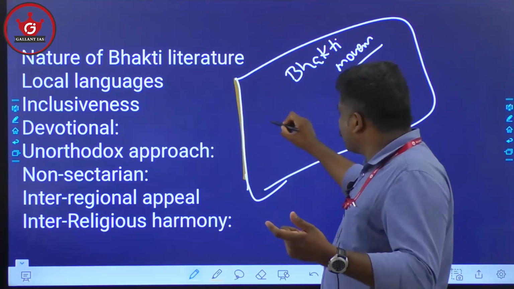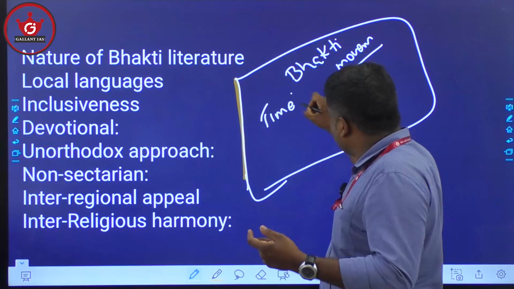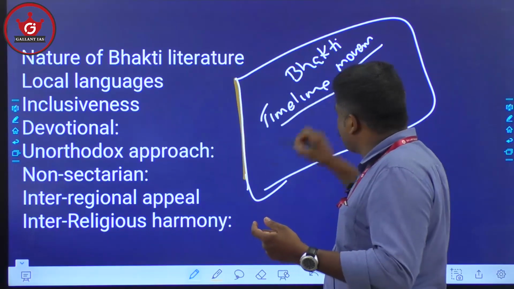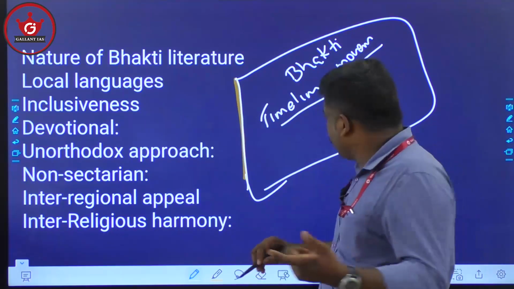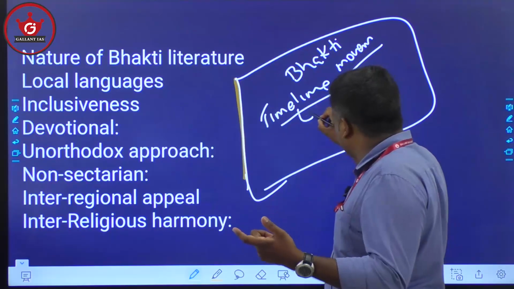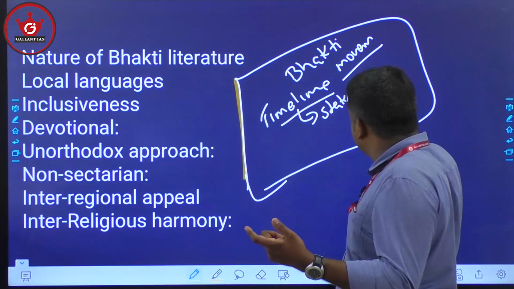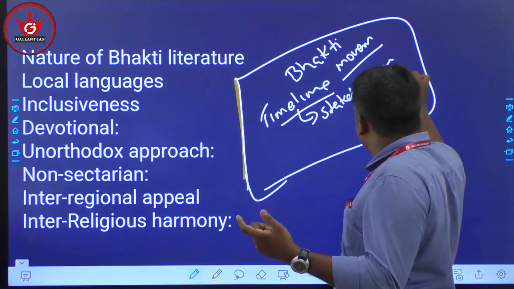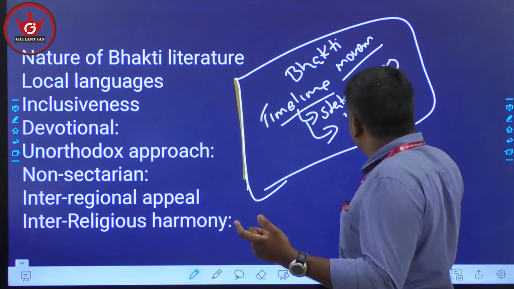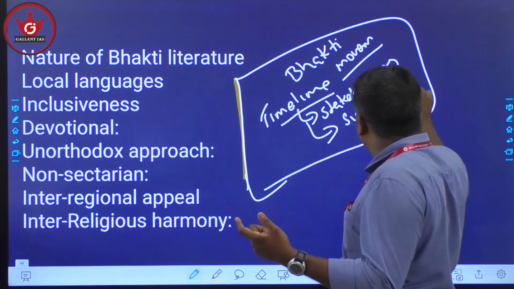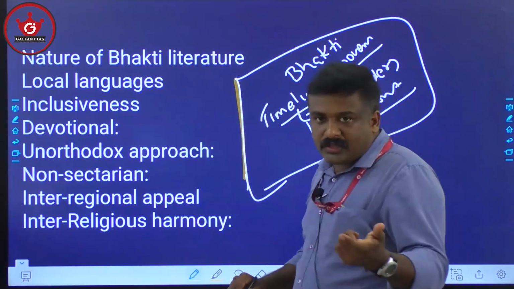So, on the Bhakti movement, you can just talk about its timeline: which century to which century this Bhakti movement flourished in the Indian subcontinent. If you have, you can talk about the main stakeholders or its significant contribution, whatever. Okay, we can start that way, with the introduction.